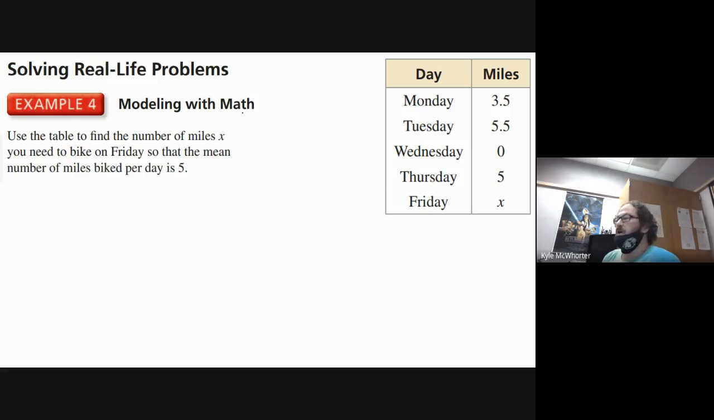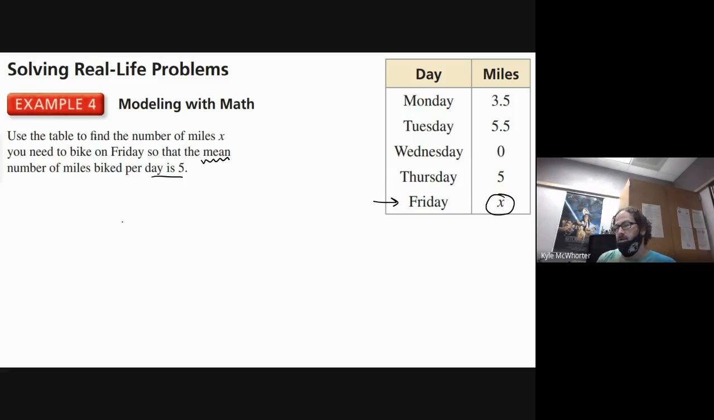So here's a real life problem, word problem time. Use the table to find the number of miles x you need to bike on Friday so that the mean number of miles biked per day is 5. So mean is like the arithmetic average, which means you add them all up and divide by how many there are. And we want the mean to be 5, right?